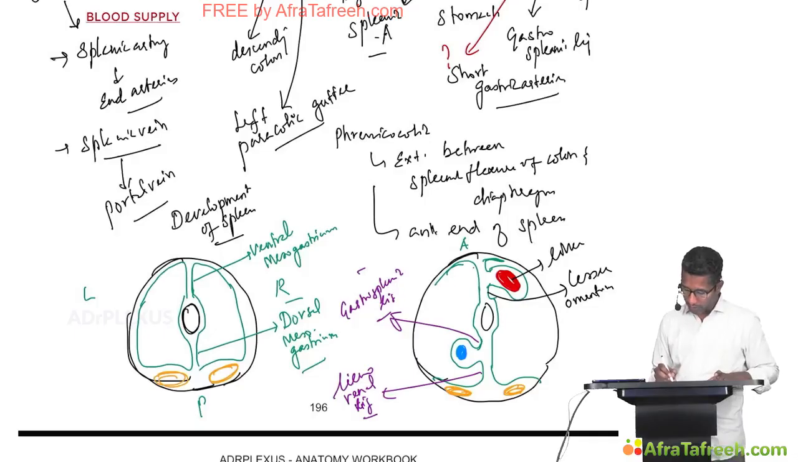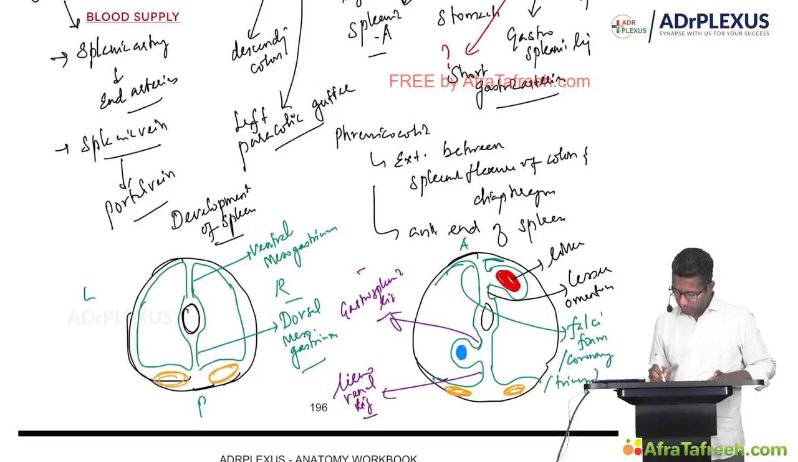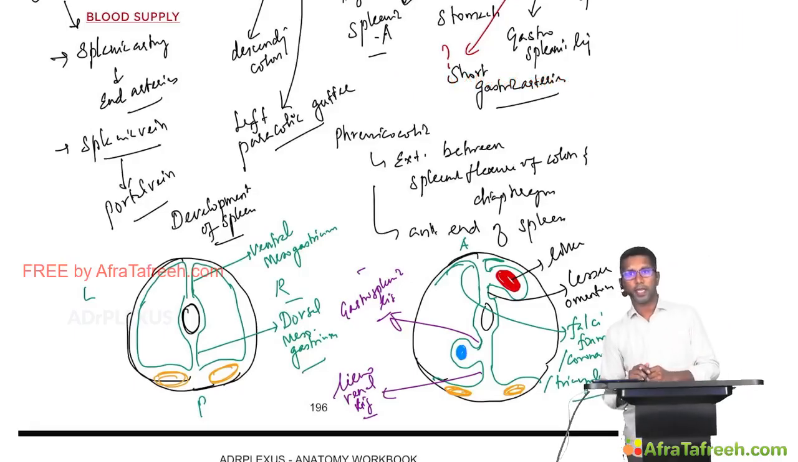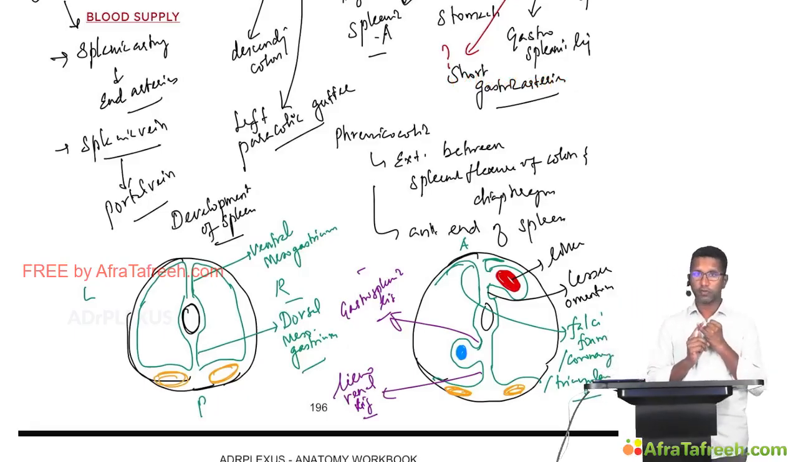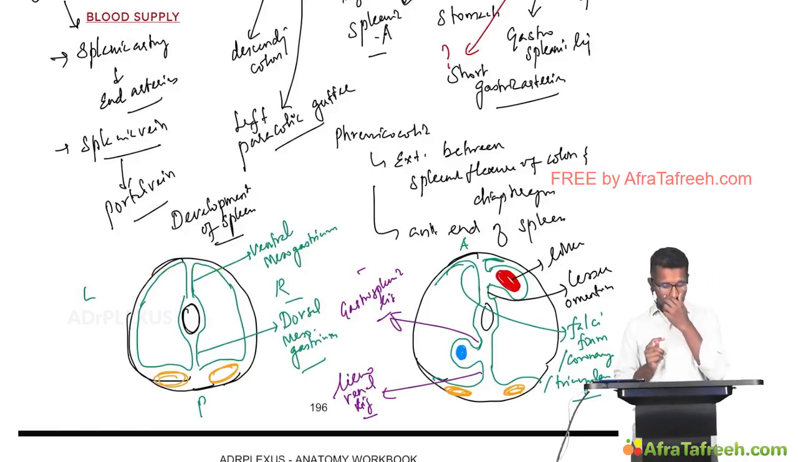So this becomes the falciform ligament, and it also forms the coronary ligaments and the triangular ligaments of the liver. So that portion of the ventral mesogastrium between the liver and the anterior abdominal wall gives rise to the falciform ligament, the coronary ligament, and the triangular ligament. Anyway, we'll see these ligaments once again when we come to the peritoneal reflections.